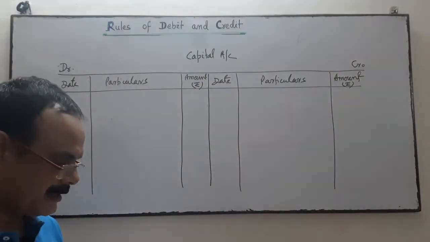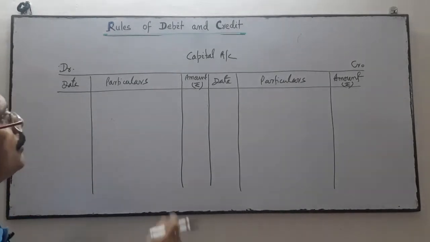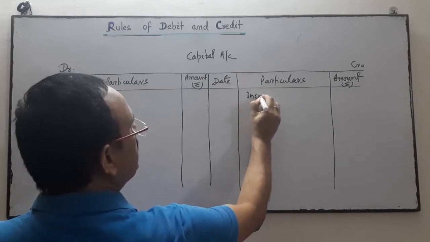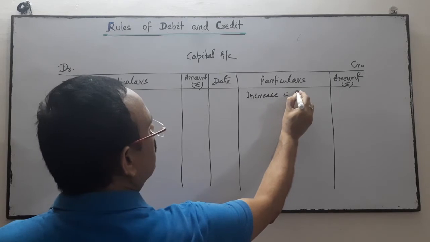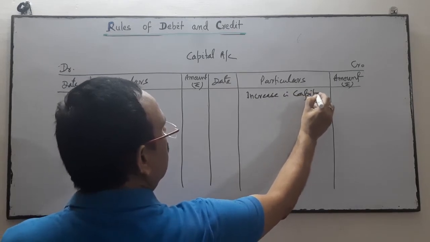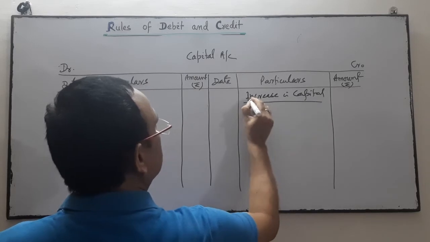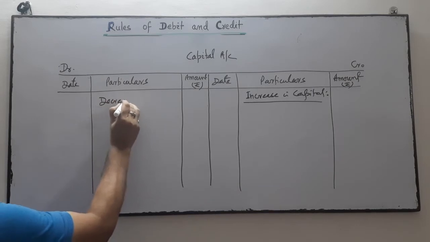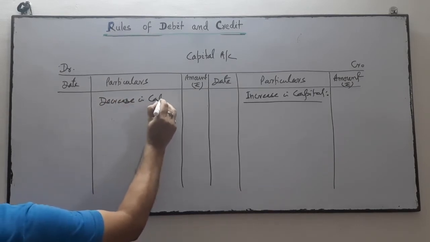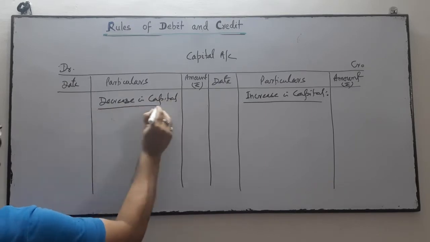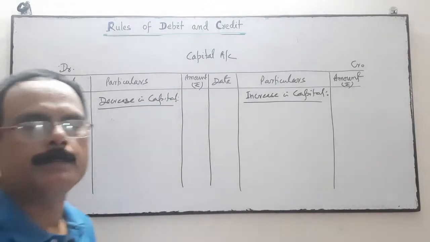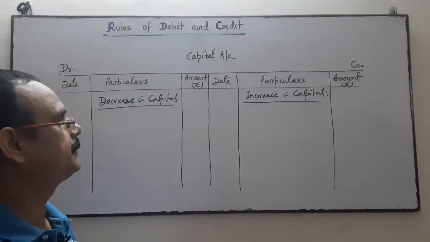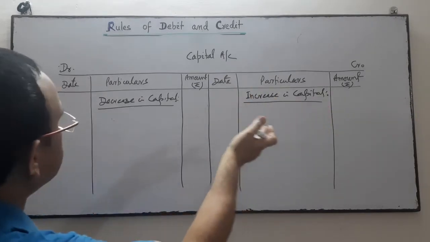So the first transaction is started business with cash. You know the capital, if there is an increase in capital, we will write it on the credit side. And a decrease in capital we write on the debit side, as per the American approach, the modern approach, which was developed in America. So increase in capital credit, decrease in capital debit.